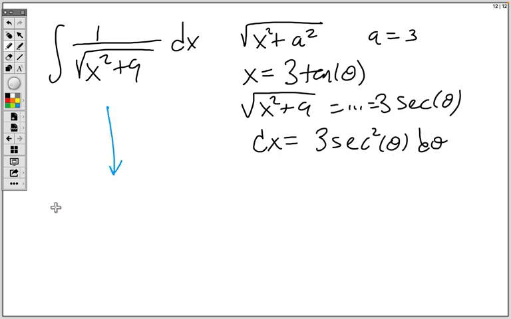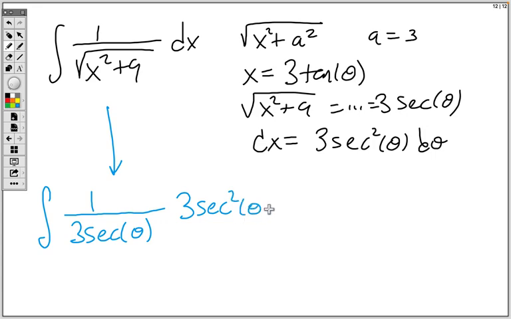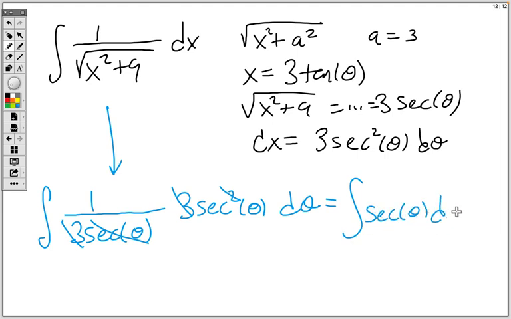So if I look over here into the land of theta, I've got 1 over 3 secant of theta times 3 secant squared of theta d theta. The 3's cancel out, a factor of secant cancels out, and I'm just left with the integral of secant of theta d theta.